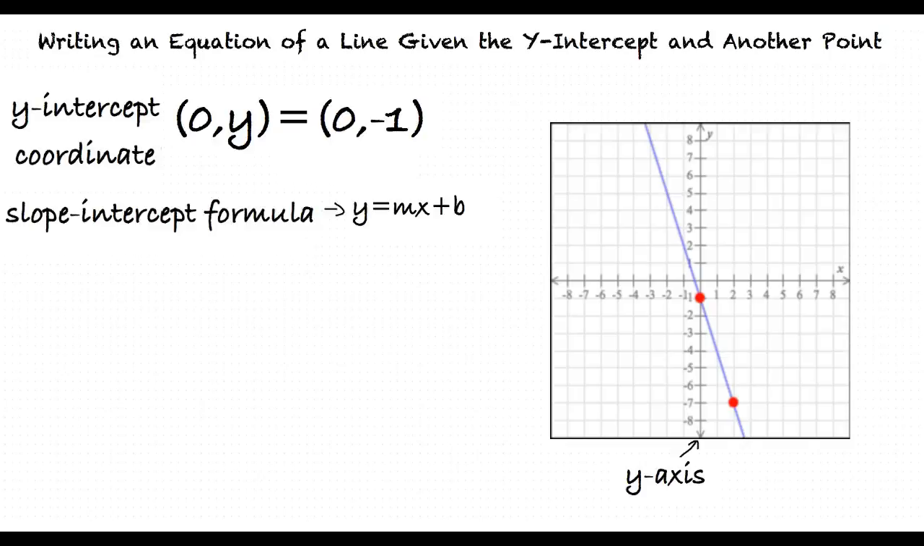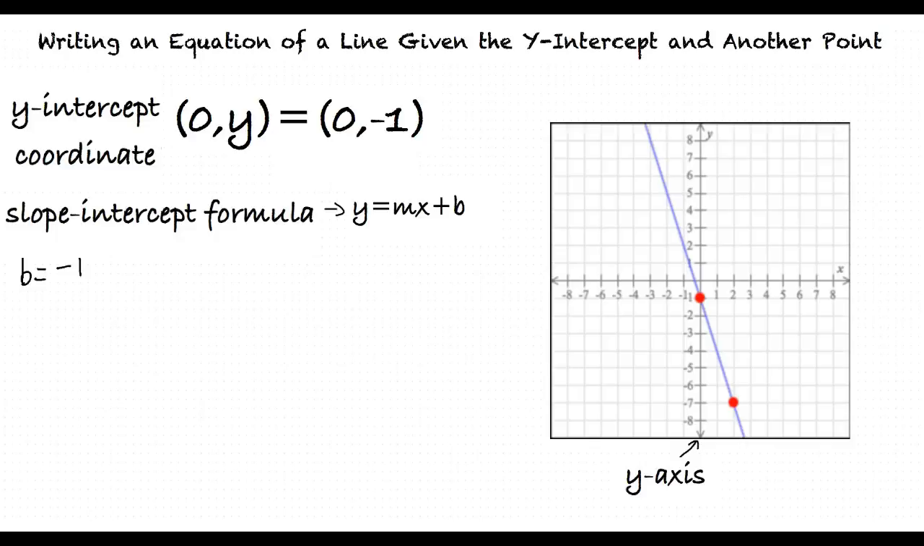Recall the slope-intercept formula, y equals mx plus b. b is also known as the y value of the y-intercept. So by finding the y-intercept at (0, -1), we know that b in the slope-intercept equation is -1.